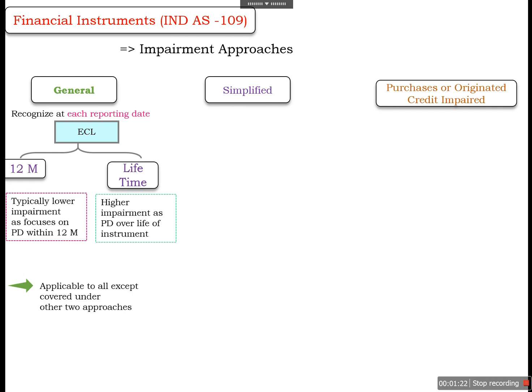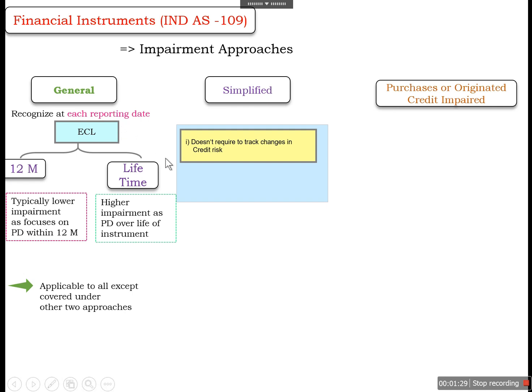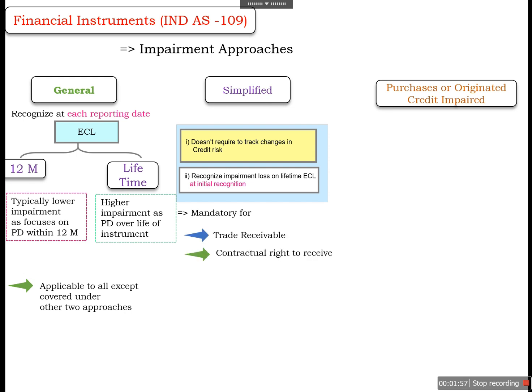In the simplified approach, we are not required to track the changes in credit risk at each reporting date, as compared to the general approach. In the simplified approach, we need to recognize impairment loss on the lifetime ECL at the initial recognition only. In the general approach, we recognize the impairment loss at each reporting date, but in the simplified approach, we recognize it at the initial level only. The simplified approach is mandatory for trade receivables or contractual rights to receive cash or other financial assets that do not have a significant financing component and are within the scope of Ind AS 115. And we have an accounting policy choice for the financial assets.